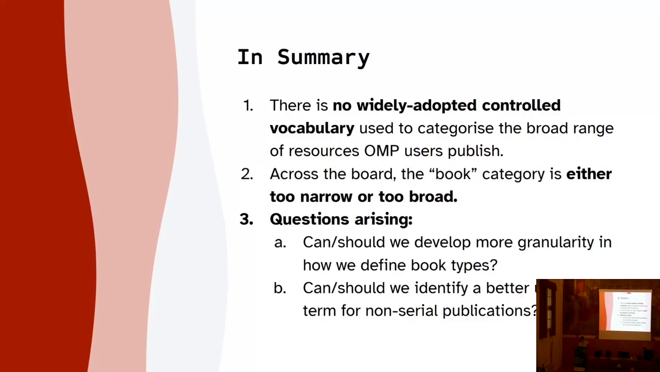We're using that word without really having good definitions for it. And so the questions coming out of this, which we hope to continue addressing, are whether we should be looking at developing more granularity within those book types, and whether we should have better umbrella terms for non-serial publications. For this, everything but journals, right?